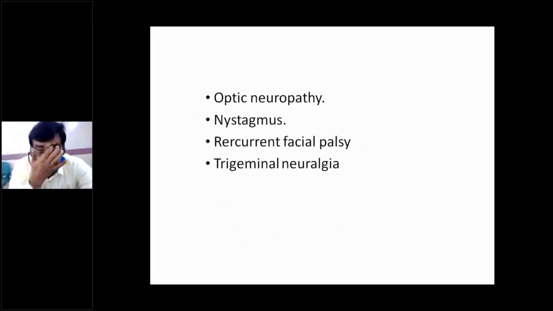And optic neuritis, not neuropathy, optic neuritis. Optic neuritis means there will be pale discoloration of the optic nerve and there will be loss of vision. And nystagmus is the involuntary oscillatory movement of the eyeball. And there may be recurrent facial palsy and trigeminal neuralgia. So these are the different presentation of multiple sclerosis.